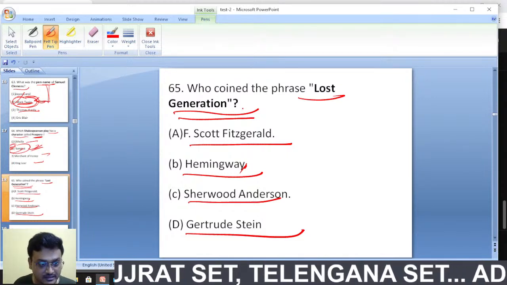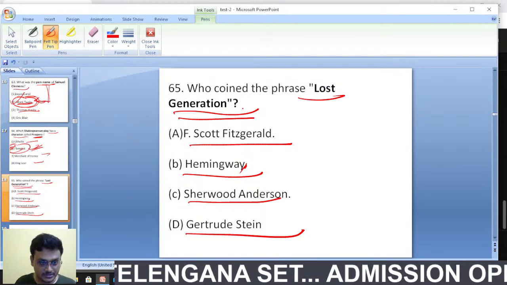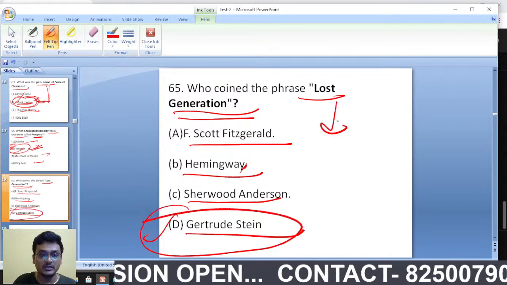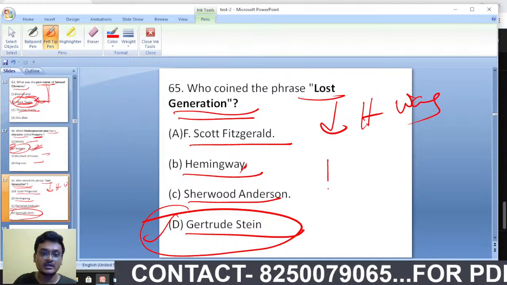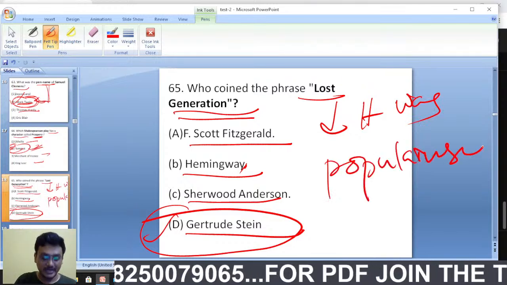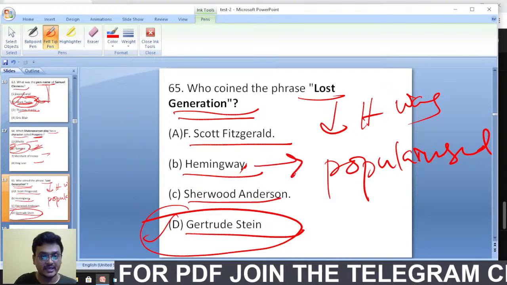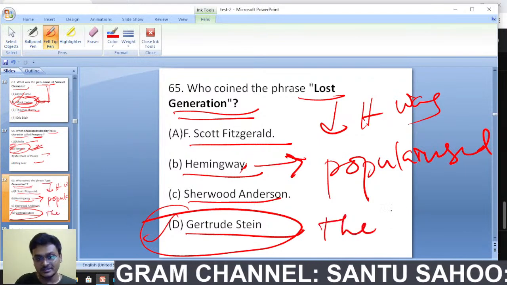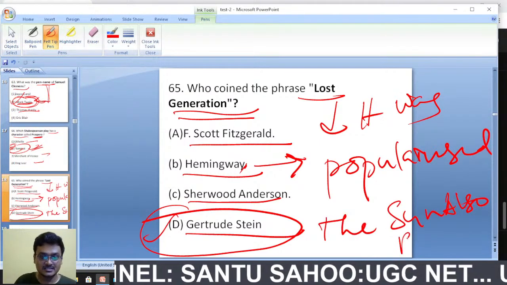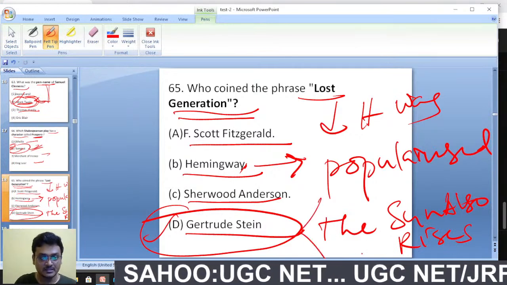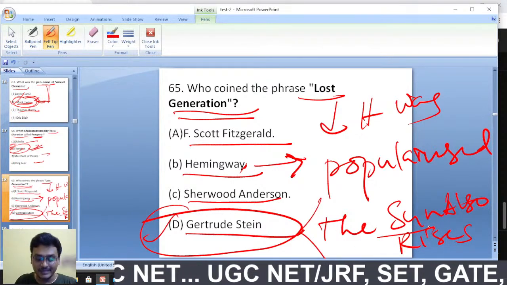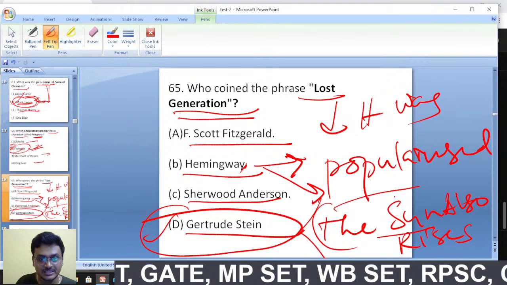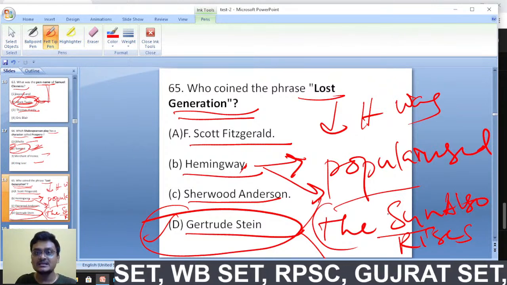Yesterday I discussed, exactly. It is Zarathustra. Fantastic. Zarathustra has coined the phrase lost generation. But it was popularized by whom? It was popularized by Hemingway. Hemingway had actually popularized it in his work The Sun Also Rises. Write it down. This is the novel, and in the epigraph for the first time he used it. Hemingway has popularized this term, lost generation, in the epigraph of the novel The Sun Also Rises.